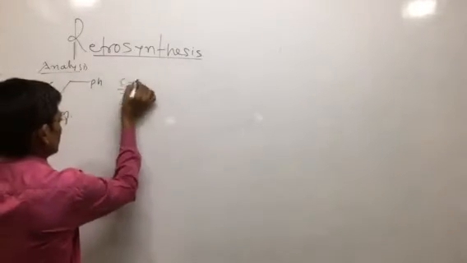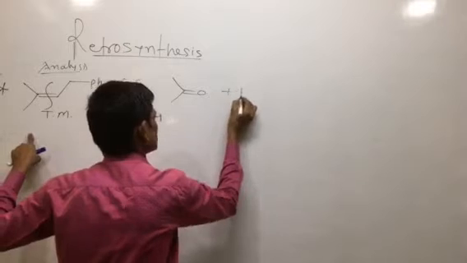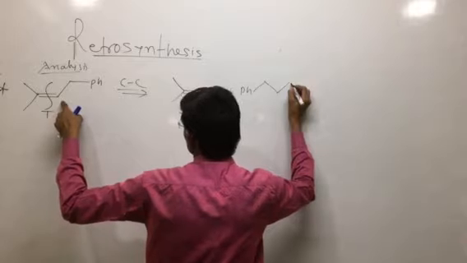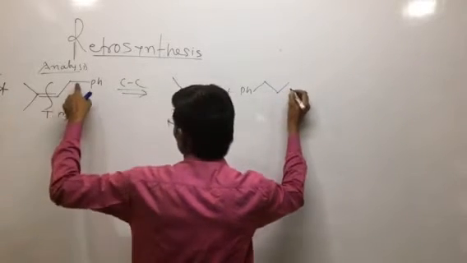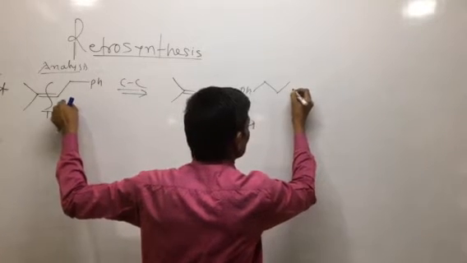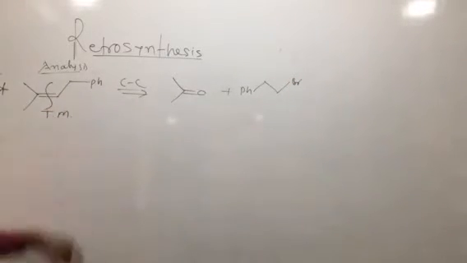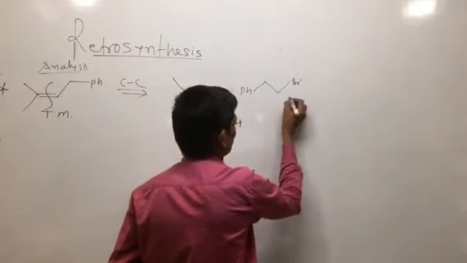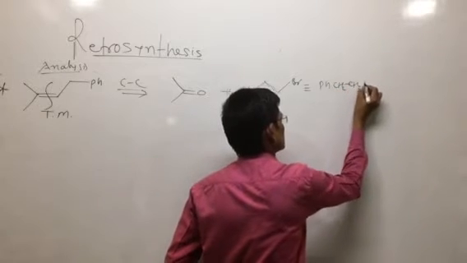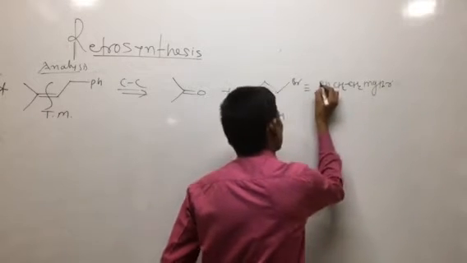CC disconnection, one CC disconnection, formation of acetone plus PhCH2, this CH2, and this is again CH2, one, two carbon, this two carbon is there, and formation of OH is here, and formation of Br is here. If it is treated with Br, we can again write PhCH2CH2MgBr. So this is a Grignard reagent, these are the Grignard reagents.